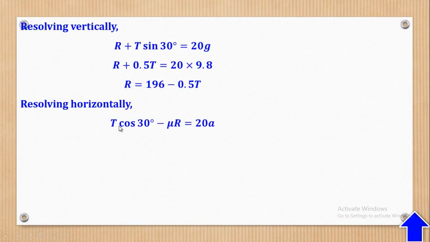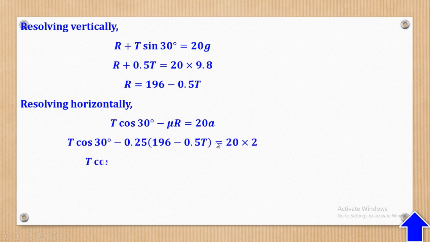So you'll come here and say that T cos 30 minus mu R is equal to ma, where m is 20 kilograms. But I know R is equal to 196 minus 0.5T, so I'll substitute for R and for mu, because mu was 0.25. When I substitute, I'll come up with that line, and when I simplify, I'll come up with that. At this point, I've multiplied 0.25 by 196 to come up with 49, then 0.25 by 0.5 to come up with 0.125. Then 20 times 2 is 40.